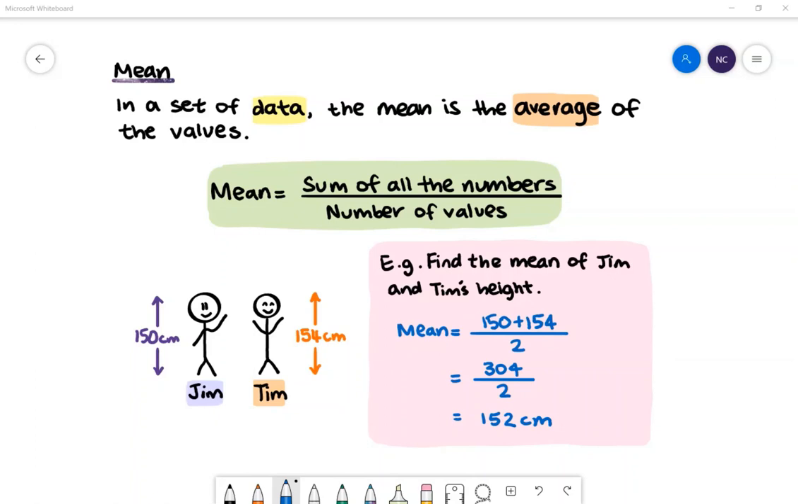In the diagram, we have two people, Jim and Tim. Jim is 150 centimeters. Tim is 154 centimeters. Find the mean of Jim and Tim's height. The mean will be given by the sum of 150 and 154 divided by the number of values, which is 2. Therefore, the mean of Jim and Tim's height is 152 centimeters.